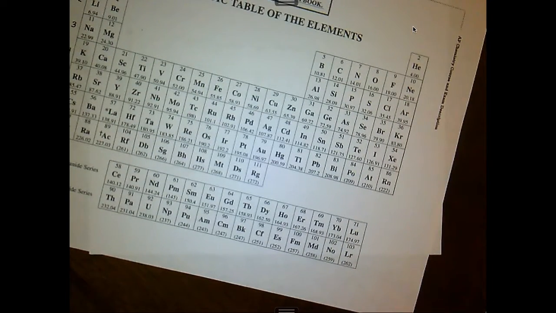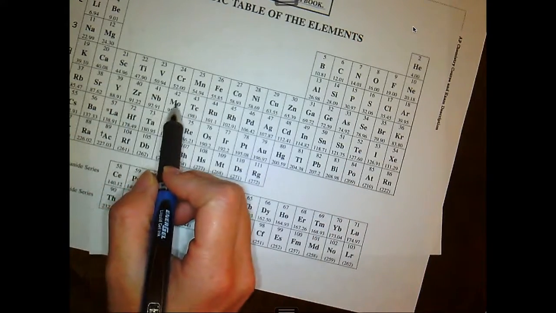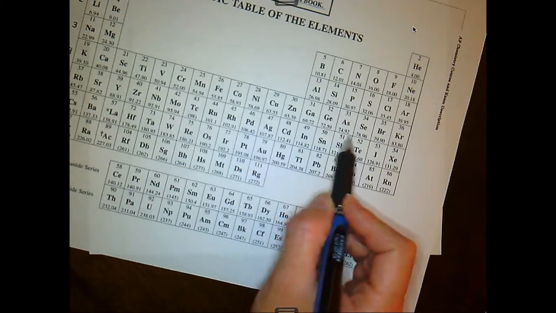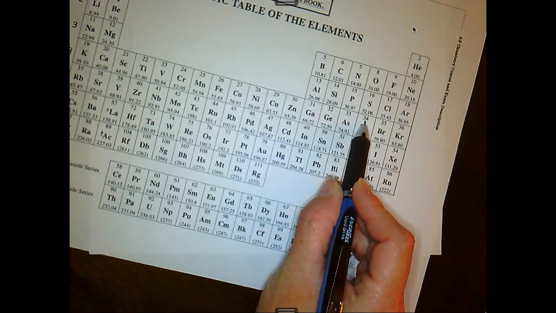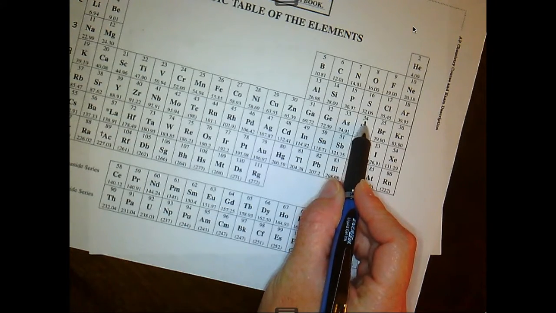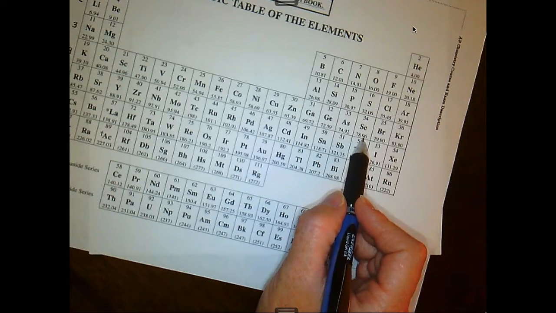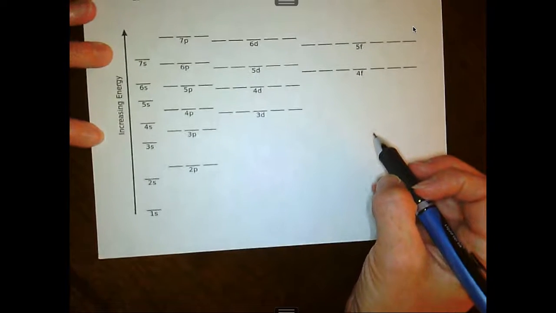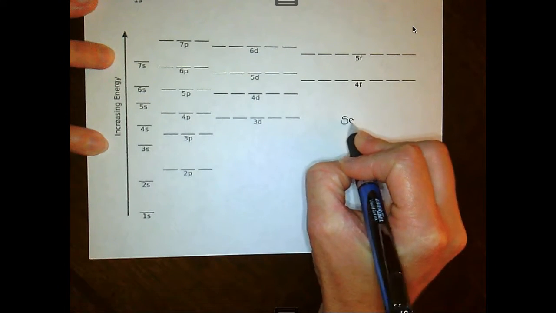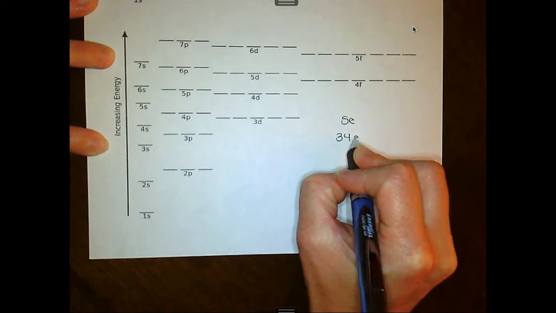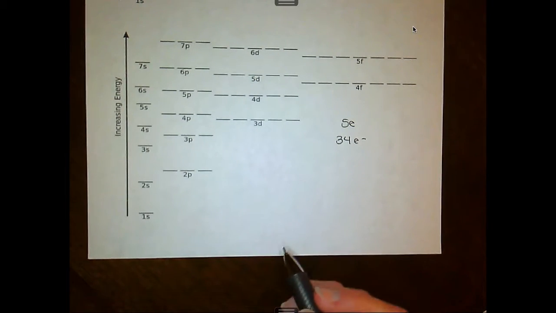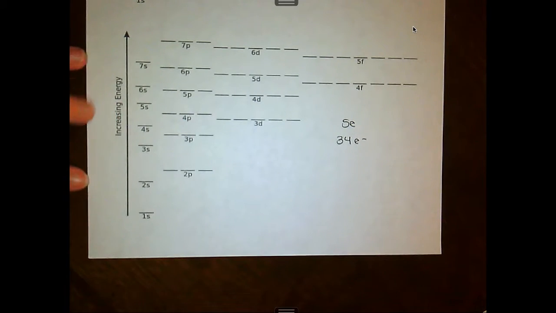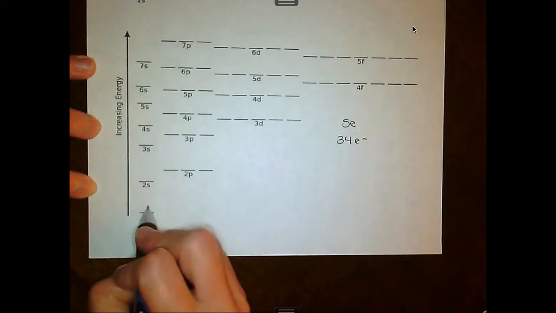And we will take a look this time at selenium, 34. Again, that's 34 protons, and we understand that in a neutral atom of selenium, it would also have 34 electrons. So I'm just going to go ahead and write that down here. And we are looking to place those 34 electrons. You are always going to start at that 1s because that has the lowest amount of energy. And let's just start counting. Notice that they do fill in a pattern.